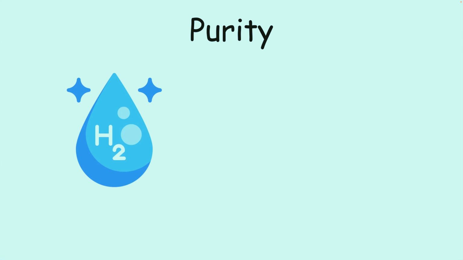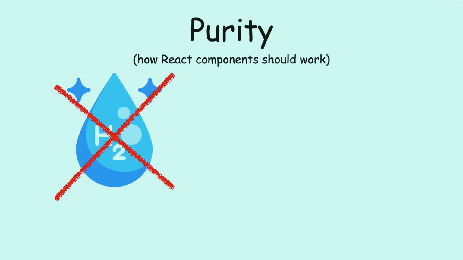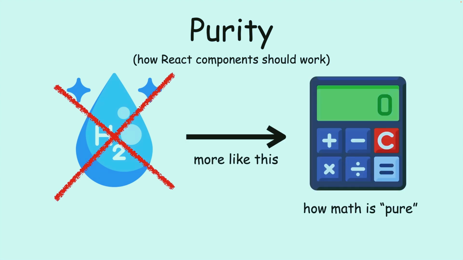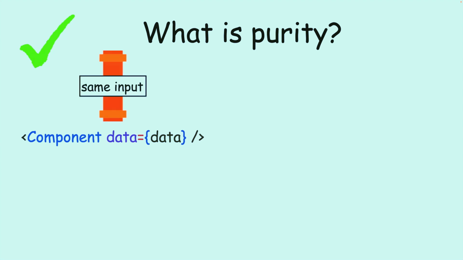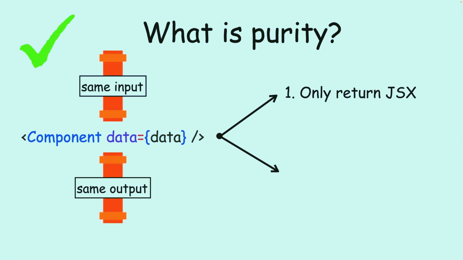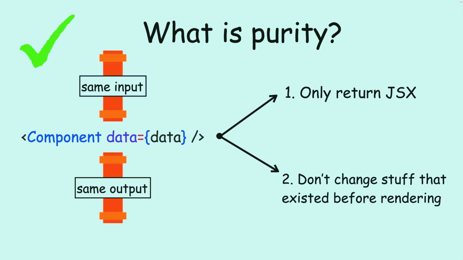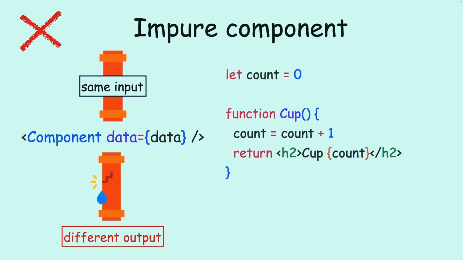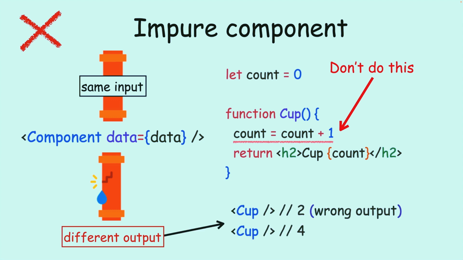When you think of the word purity, you might think of something like purified water. Purity is a term used to describe how React components should work, but this type of purity is more like how mathematical formulas are pure. Pure React components mean that the same input should always return the same output. To keep a React component pure, they should only return their JSX and not change any objects or variables that existed before rendering. The cup component in this example is impure because it changes the variable count during render, which exists outside the component. This leads to the JSX having the wrong output when it is used more than once.